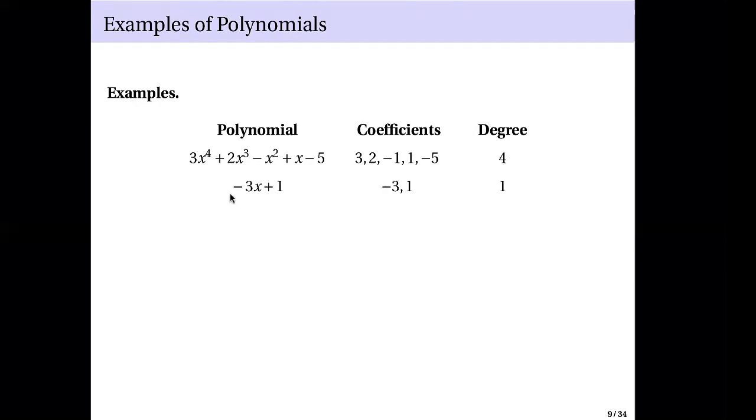Next example, we have negative 3x plus 1. So decreasing order of powers for the variable x, it's 1 here and then 0 here. The coefficients are negative 3 and positive 1. And the highest power that we see here, the power of x, is equal to 1. So the degree is equal to 1.